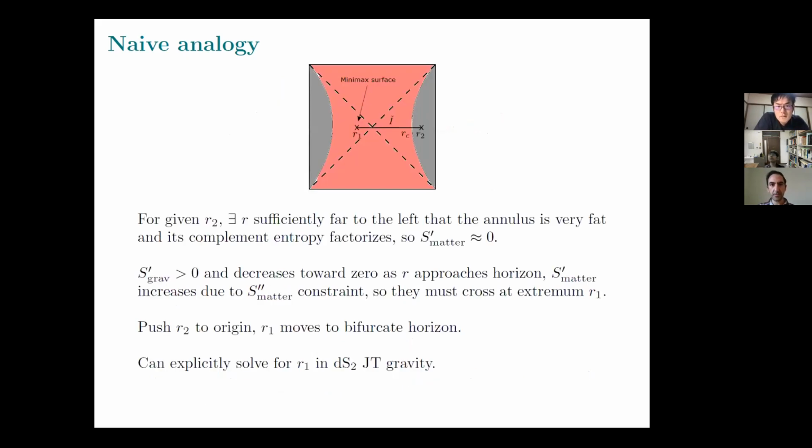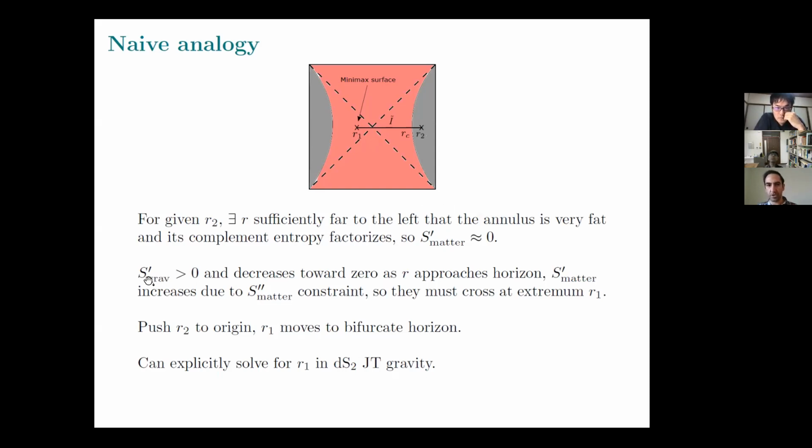Okay, how do we use them? Let's go back to this picture that we had. So the argument is very simple. First you fix some R2 somewhere in the gray region. Then you know, R1 is an extremum, so let's call R just the coordinate as we vary this. We can push R sufficiently far to the left so that the annulus is very fat and the complement entropy factorizes, meaning its entropy factorizes. So S prime matter is approximately zero, okay? You can push R far enough to do that.